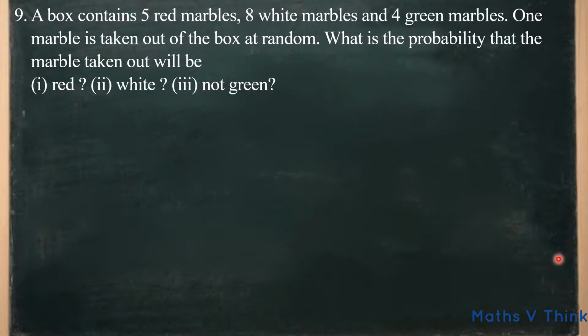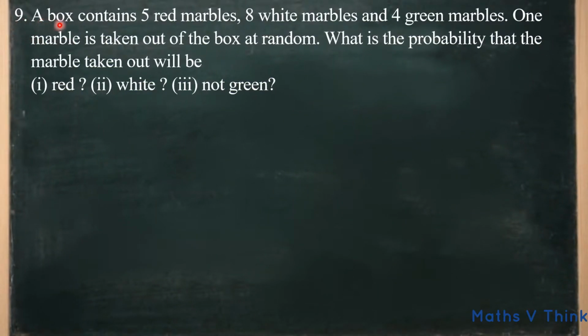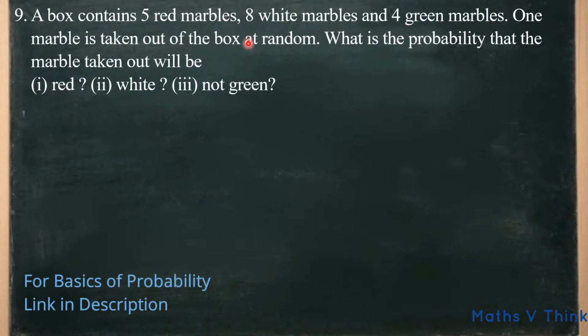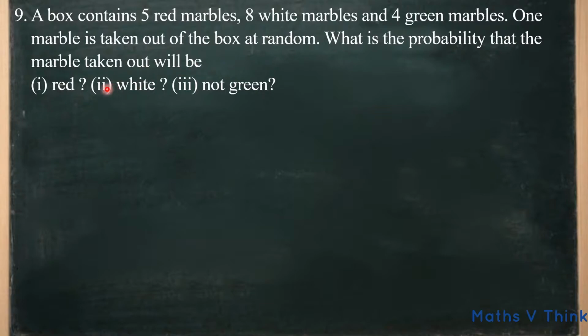So we shall start today's session. The ninth question says a box contains 5 red marbles, 8 white marbles, and 4 green marbles. One marble is taken out of the box at random. What is the probability that the marble taken out will be red, white, and not green?